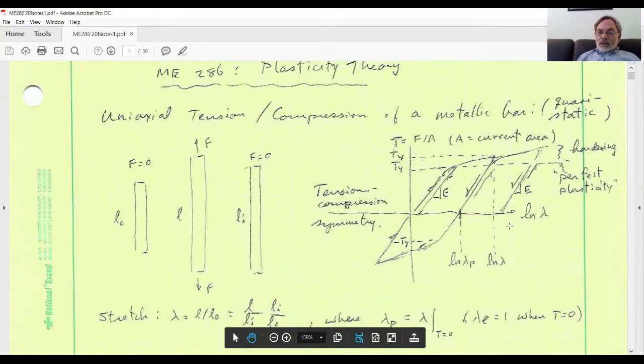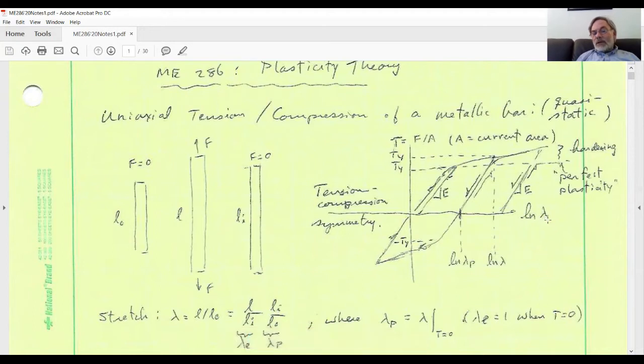Metallurgists find it informative to plot the stress against the natural log of the stretch. That's called the logarithmic strain. And the reason for that is that in terms of these variables, T and natural log lambda, the experimental curves typically exhibit a tension-compression symmetry, so that if you were to reflect this on the two axes, you would find essentially the same response in compression. And so that's a common way of representing the test data.